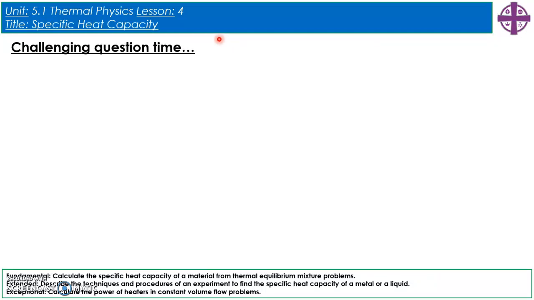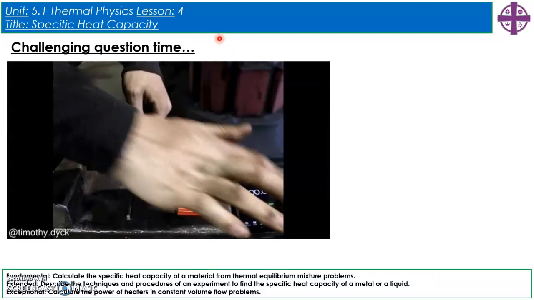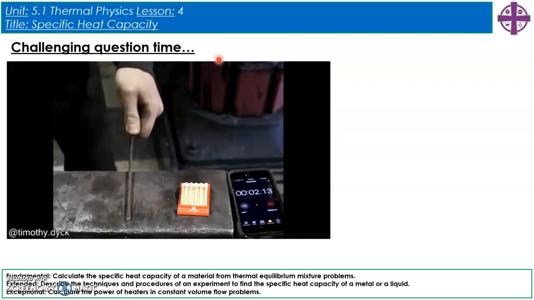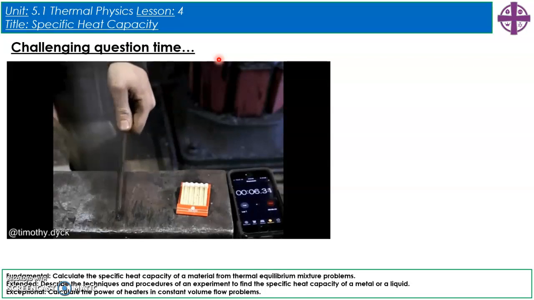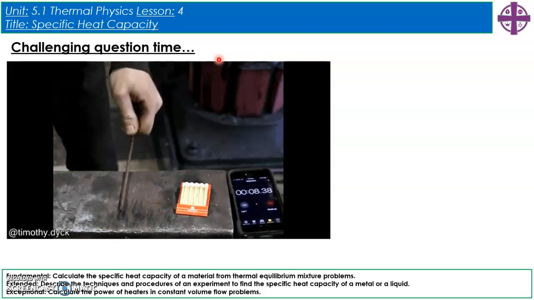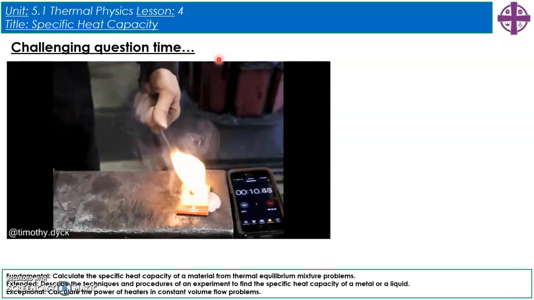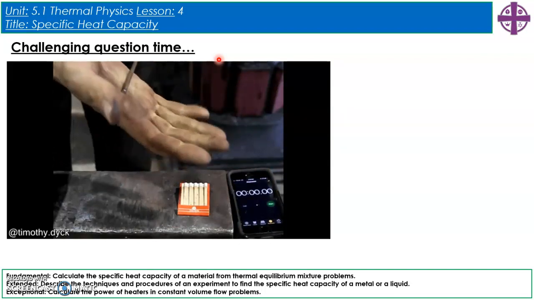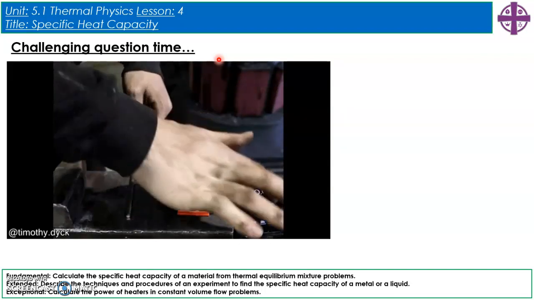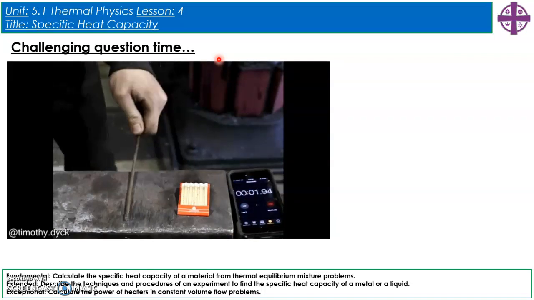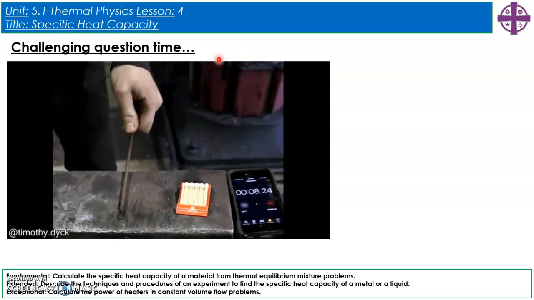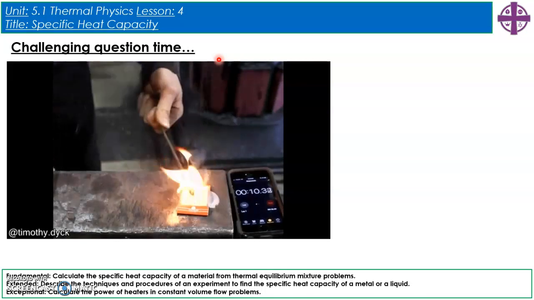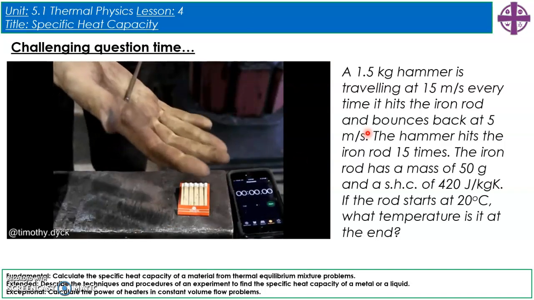A bit more of a challenging question for you now, if you got those right. So observe this. Here I'm using a hammer and I'm hitting a metal rod and I'm doing it for 10 seconds. So the kinetic energy of the hammer is being transferred into thermal energy of the rod, and then the rod is so hot that when it touches the matches, it actually ignites the matches. It increases the temperature of the rod, which is hot enough to ignite the matches.